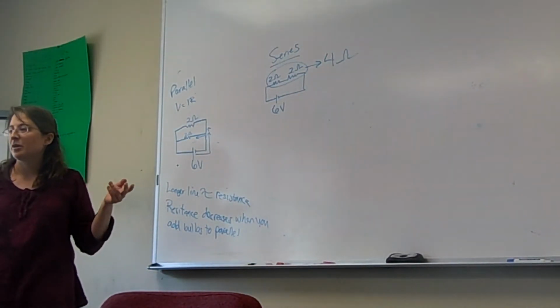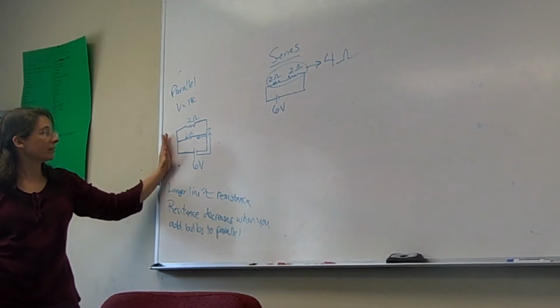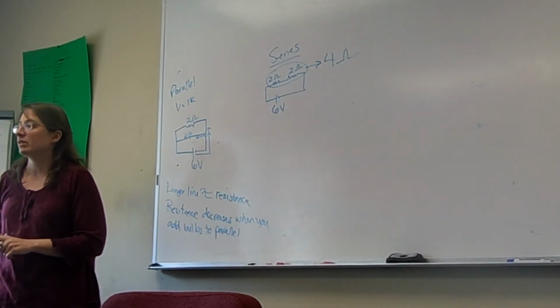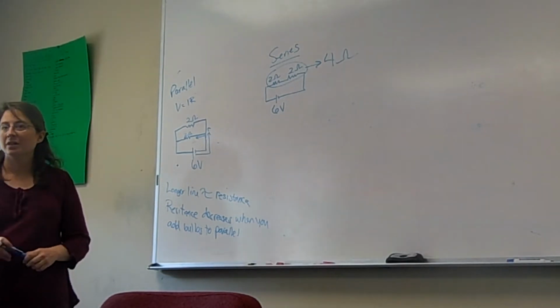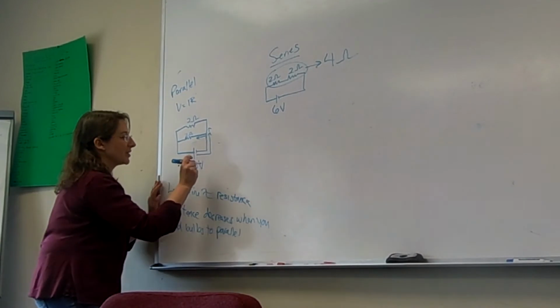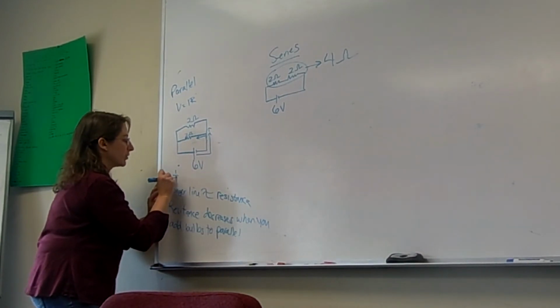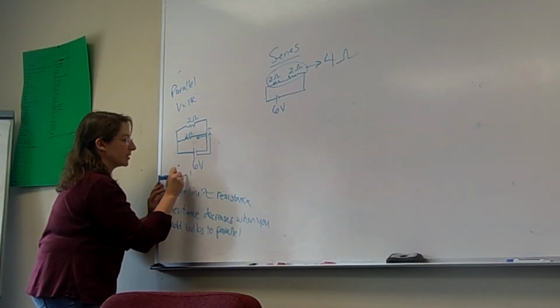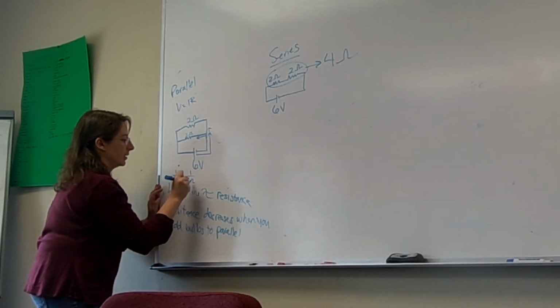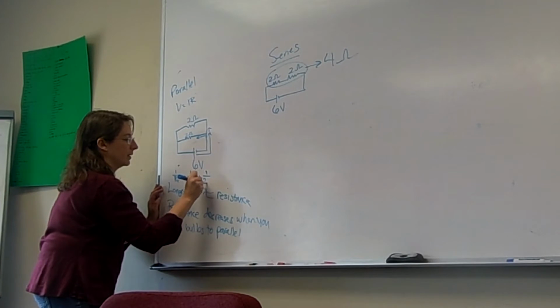But what do you do? Does anyone read the chapter? What do you do in the parallel circuit to add two resistors that are in parallel with each other? Multiply them. No. Divide them. Subtract. You have to use this equation: 1 over resistance total equals the inverse of every resistance.